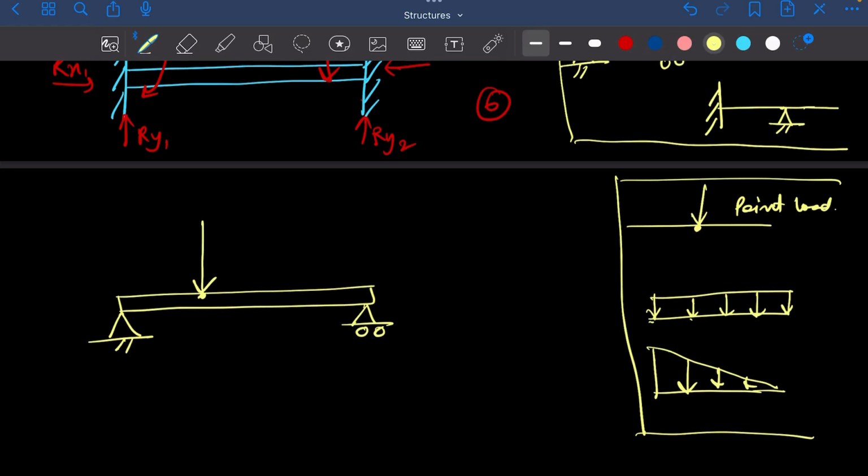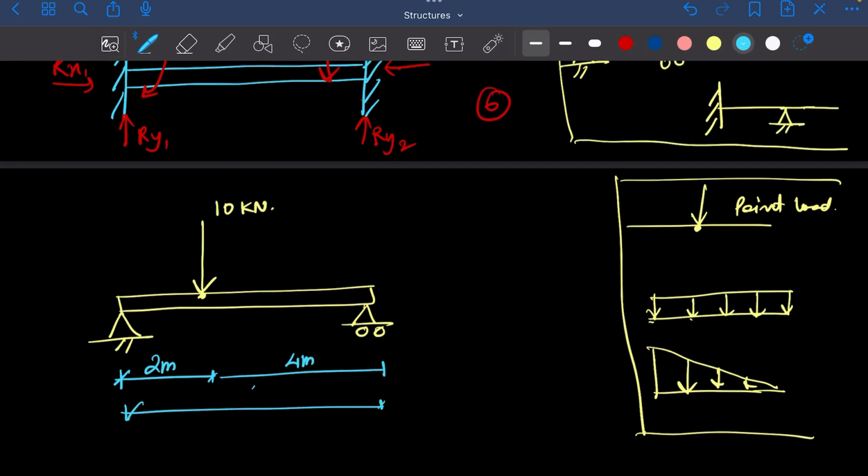So this is a point load, let's say, and it has a magnitude of 10 kilonewtons, let's assume. So point load is a force, right? And force is measured in newtons or kilonewtons and equivalent units. So that's what I wrote, 10 kilonewtons. Let's write the other units as well. Suppose this is a beam and probably this is at 2 meters from one end and this is at 4 meters from the other end. This is 6 meters.